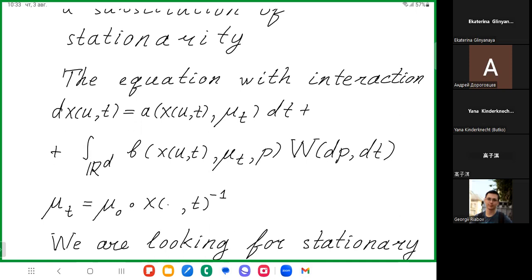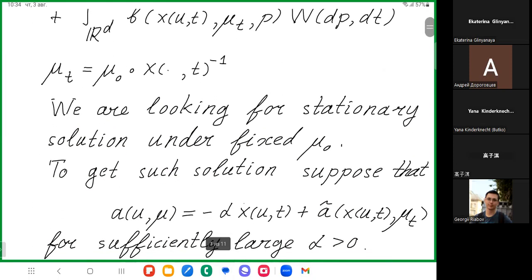Also, we discussed that the coefficients, especially coefficient A, usually are multiple integrals with respect to measure mu from differences between values of x in different points. So it is not natural to expect that such coefficients will contain a term which pushes all particles to zero, for example. But let us start from consideration of such a case.